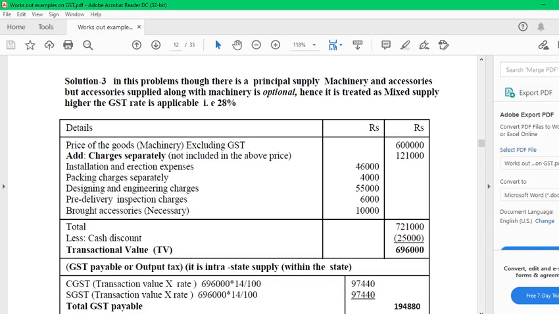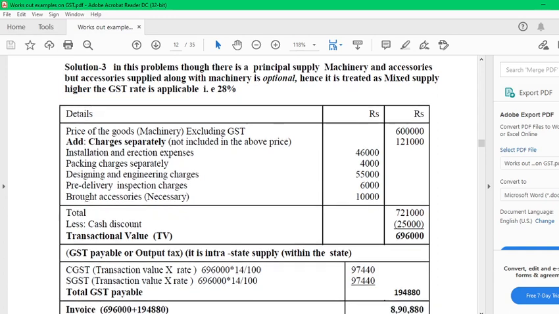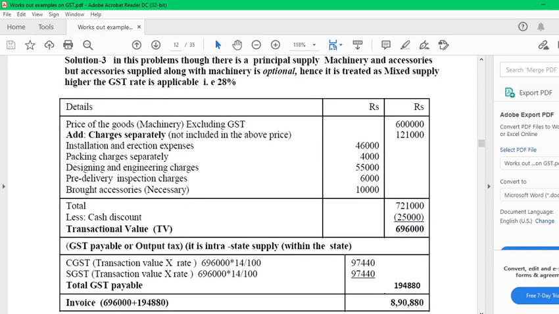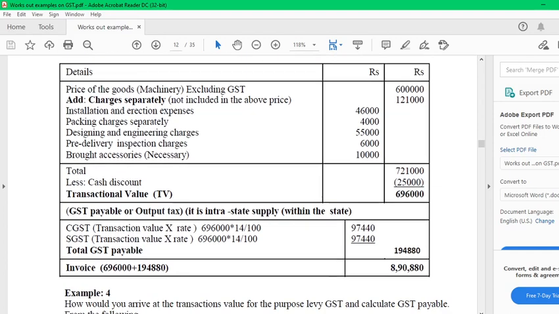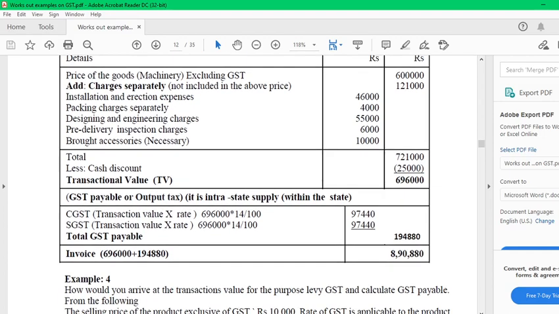May or may not, but the seller sells machinery along with the accessories. Therefore, the highest rate will be applicable, the 28% rate. In the 28%, 28 divided by 2, CGST and SGST are 14% each. The total invoice is known as 8,90,880.